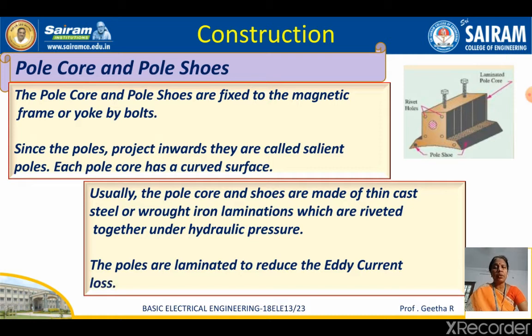Each pole core has a curved surface. You can see here the diagram, the pole core and the pole shoe. It has the curved surface. So using the bolts, this can be fixed to the yoke, that is the magnetic frame. Usually the pole core and shoes are made of thin cast steel or rolled iron laminations which are riveted together under hydraulic pressure. The poles are laminated to reduce the eddy current loss.